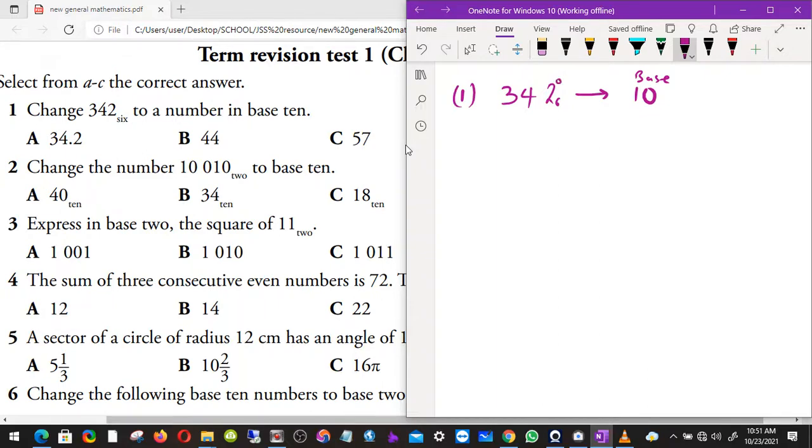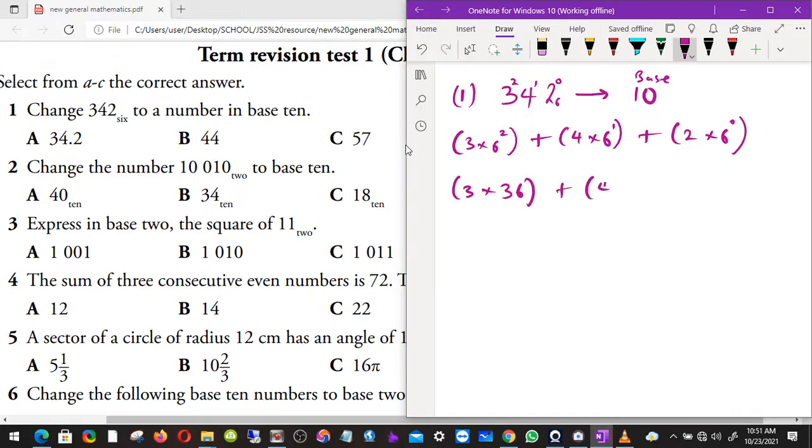0, 1, 2. So that will be what? 3 times 6 raised to the power 2, plus 4 times 6 raised to the power 1, plus 2 times 6 raised to the power 0. So that gives us what? 3 times 36, plus 4 times 6, plus 2 times 1.